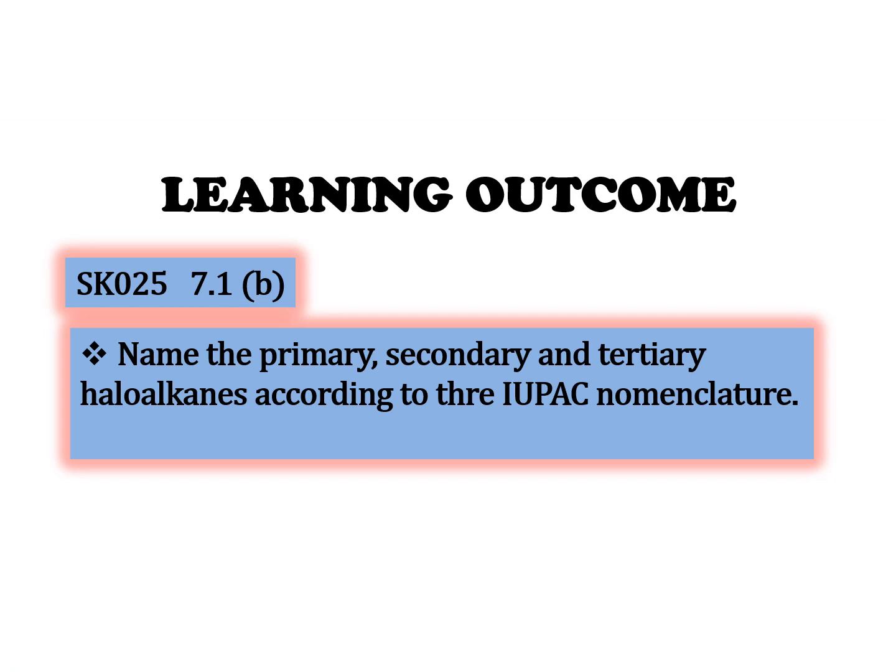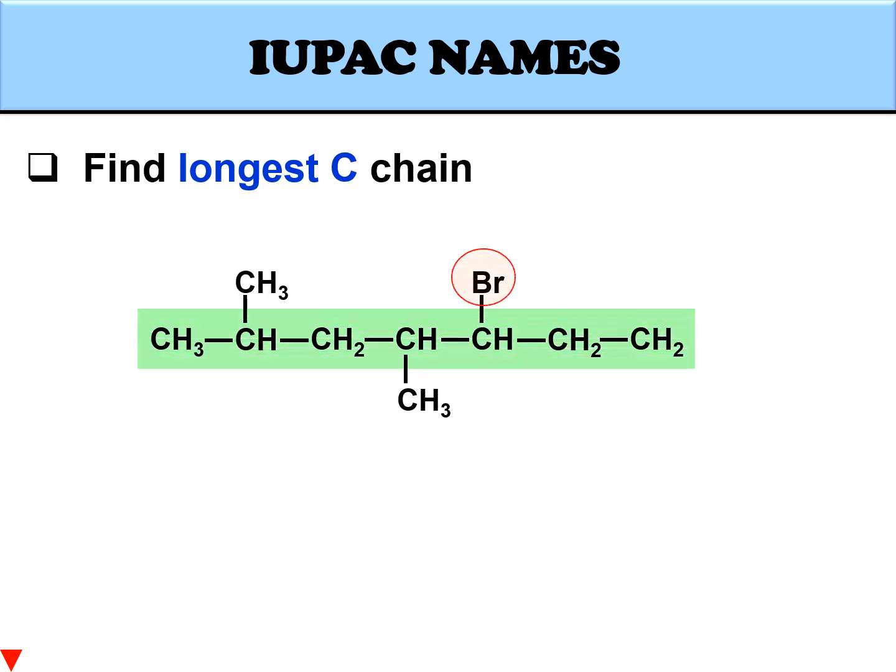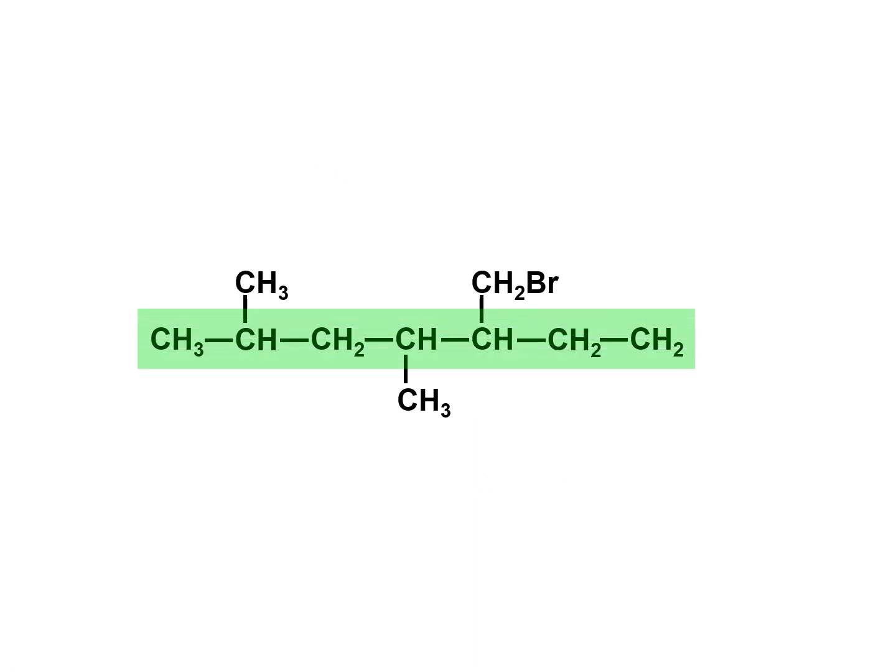Next, learning outcome 7.1b. Name the primary, secondary, and tertiary haloalkene according to the IUPAC nomenclature. Next, IUPAC name for haloalkene. First step, find the longest carbon chain. For this example, we have 7 carbon, so the parent's name is heptane. Okay, next example. The longest carbon chain is also 7 carbon, so the parent's name is heptane.